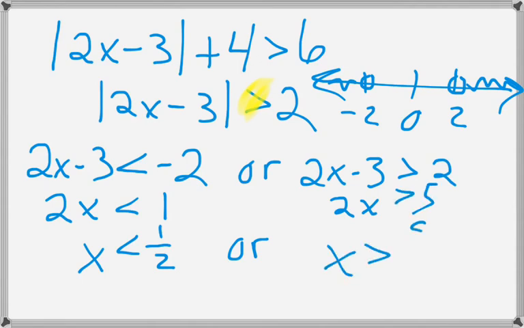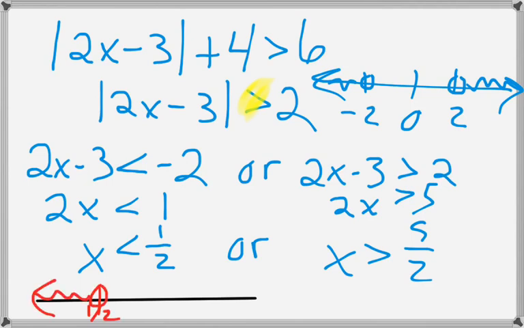So we end up with x is less than 1/2, or x is greater than 5/2. So if we graph that, here's 1/2. Any number less than that is a solution, and here's 5/2. Any number greater than that is a solution as well. So to write the solutions in interval notation, we would need the union of 2 separate intervals, since our solutions are not all touching on the number line.